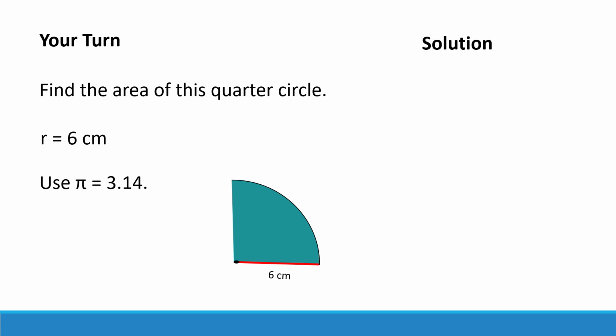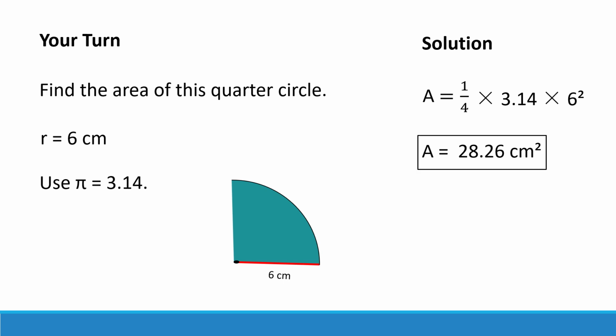Let's check the answer. Using the formula, the area equals 1/4 times 3.14 times 6 squared. 6 squared is 36. Therefore, the area of the quarter circle is 28.26 square centimeters.